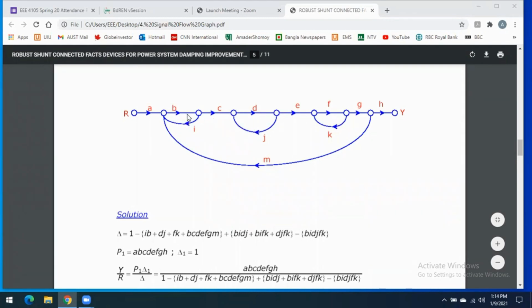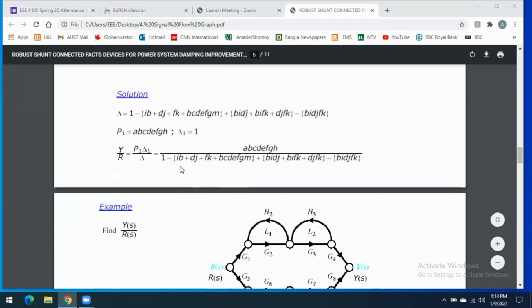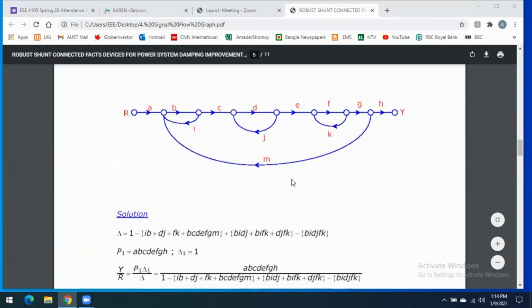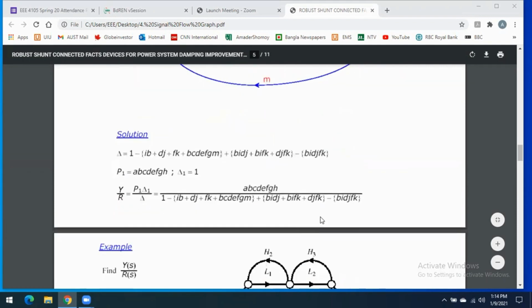The first one will be BIDJ, the second one will be BIFK, and the third one will be DJFK. That's what it is. You see that? 1 minus this, and then plus this one. These 3. After we have done the pairs, we go to triplets. For the triplet, there will be only one term: BIDJFK together. And remember the signs go alternately: 1 minus, then plus, then minus.